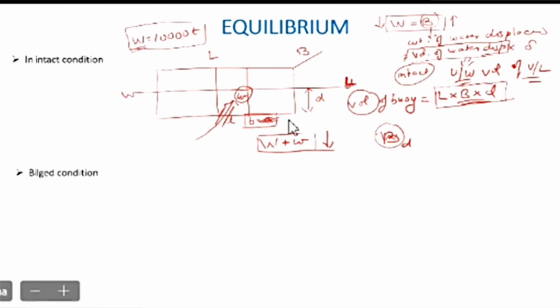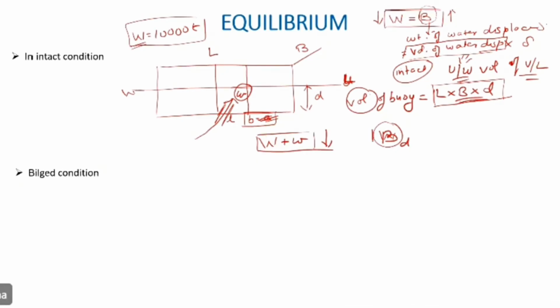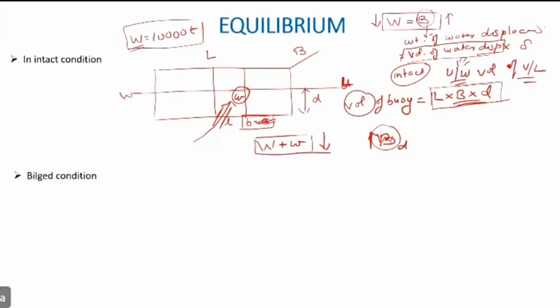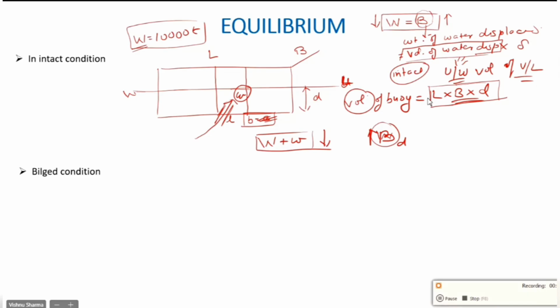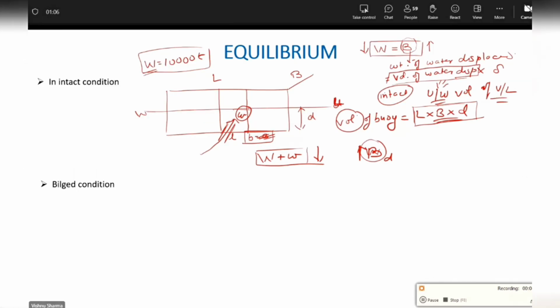Buoyancy will be equal to W. It will not be sufficient to support W plus W. So what happens? Downward force becomes more and the buoyancy at draft D becomes less, fall short. As a result, the vessel will sink, and the vessel sinks to a new water line, W1, L1, and to a new draft, D1.